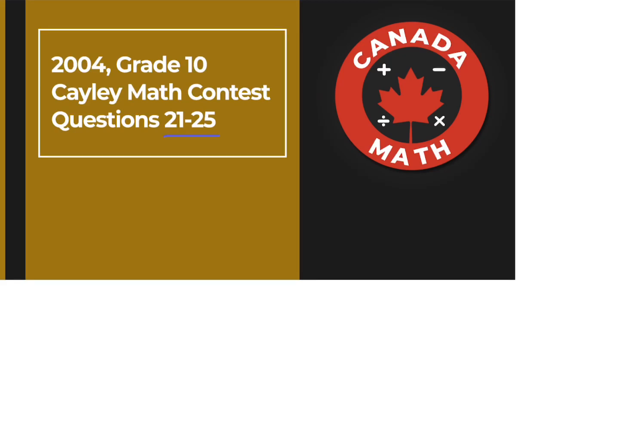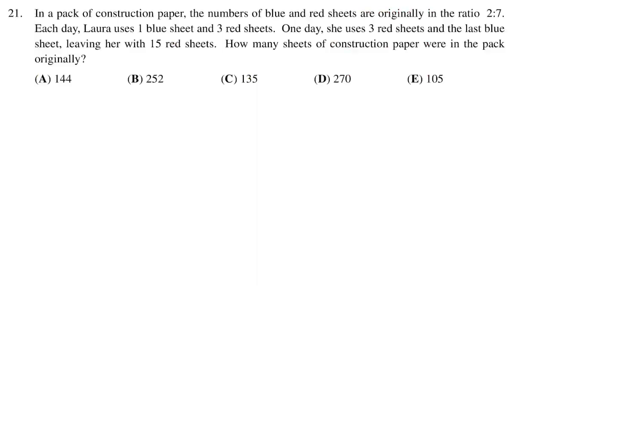Questions 21 through 25 on the 2004 Grade 10 Cayley Math Contest. In a pack of construction paper, the number of blue and red sheets are originally in the ratio 2:7. Each day, Laura uses 1 blue sheet and 3 red sheets. One day, she uses 3 red sheets and the last blue sheet, leaving her with 15 red sheets. How many sheets of construction paper were in the pack originally?